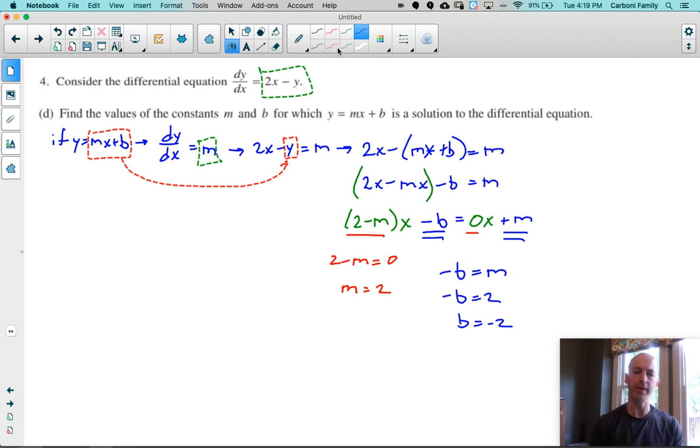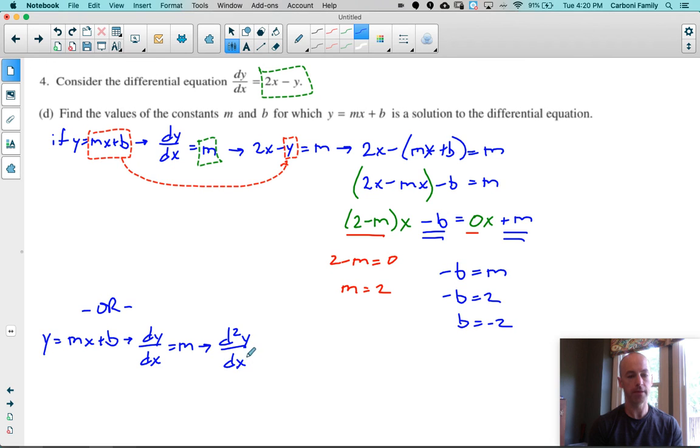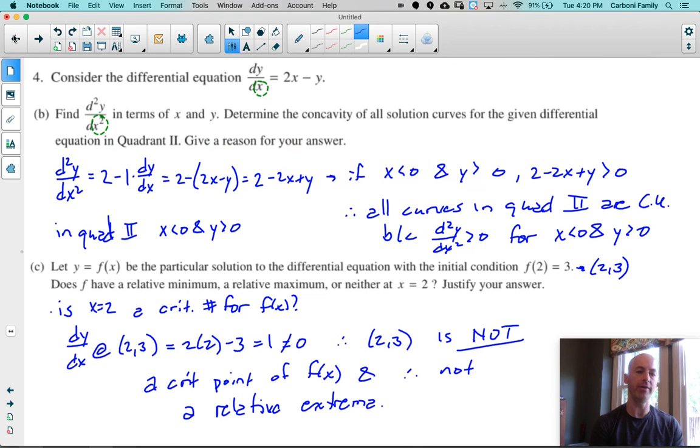Now I'm going to show you the second way, which is quicker and easier to do, but it's trickier to think about. The second method would be to think about the fact that if y is equal to mx plus b, then the derivative would be m, but then I could say that the second derivative would be 0. And if my second derivative is 0, which the second derivative of a line would be, then I can go back to what we found out in part B.